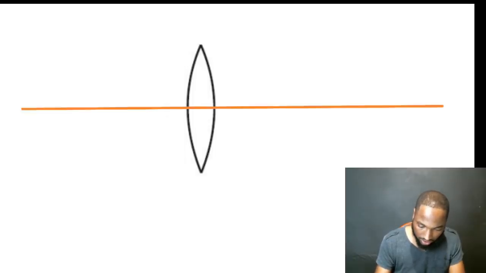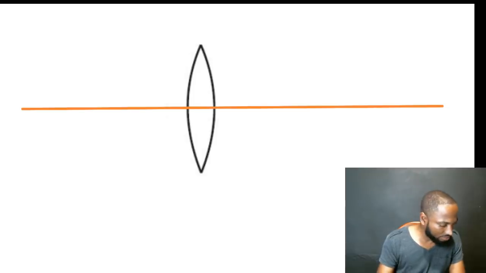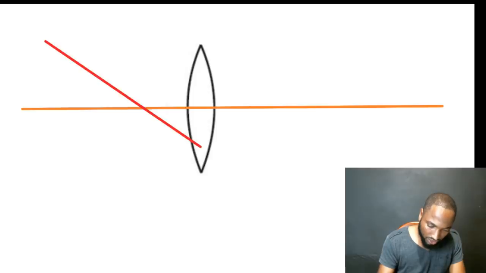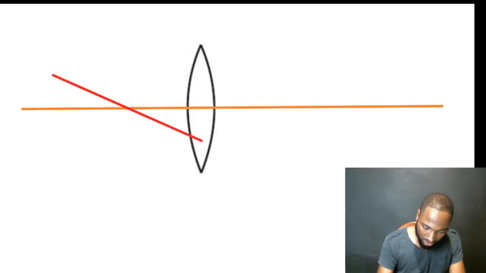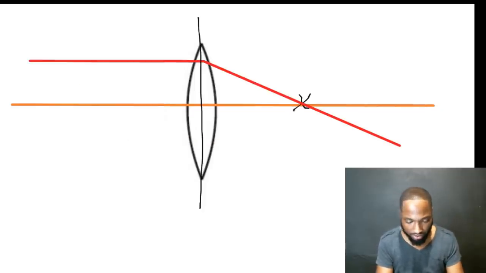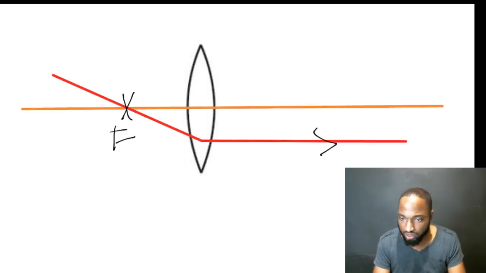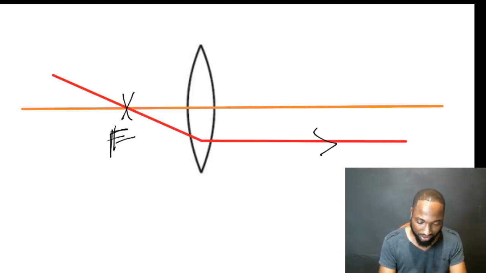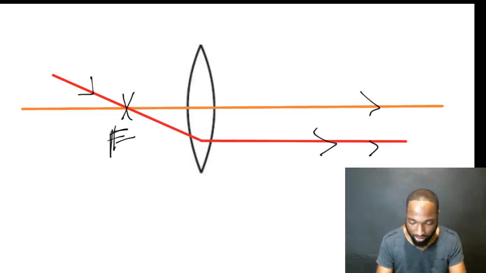Next thing. What's the next thing I need to know? So you have your axis there. Reverse it now: if it went through the focal point and it hit the lens, then it will come back out parallel. So that is two. So that is one: if it is parallel to the principal axis, it goes through the focal point. If it goes through the focal point in the beginning, then it will come back out parallel. I know they're not looking parallel, but I pretend.